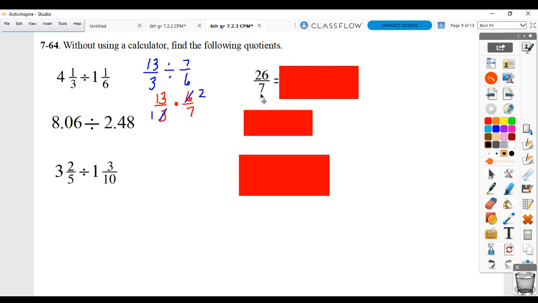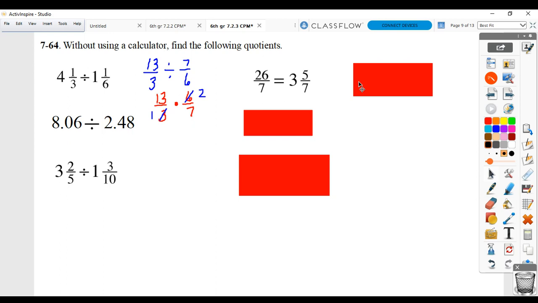But again, we can't leave our answer that way. It's improper. So we change it to 3 5/7.